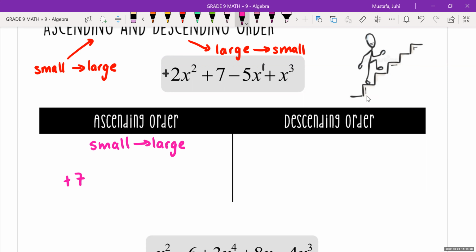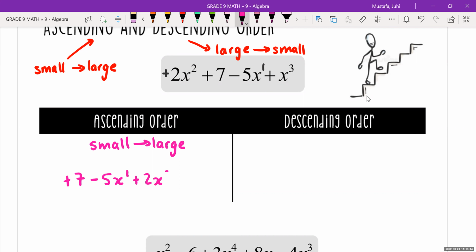What's the degree that comes after 0? Yeah, it's a 1. Don't forget the negative sign. We're going to write negative 5x to the power of 1. What's the term that comes after this? Yeah, and that's why I wrote down this little plus sign here, because you have to remember when you're writing it in order, you have to write it as positive 2x to the power of 2.